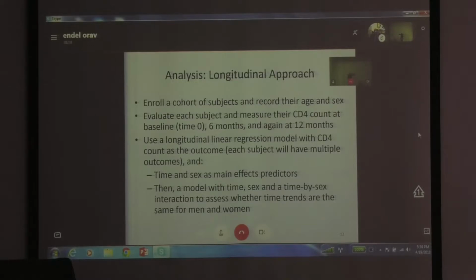So time and sex I'll take as my main effects predictors. Time is a within-subject predictor. Sex is between subjects. And then I'll have an interaction, time by sex, to see whether time trends are the same for men and women.